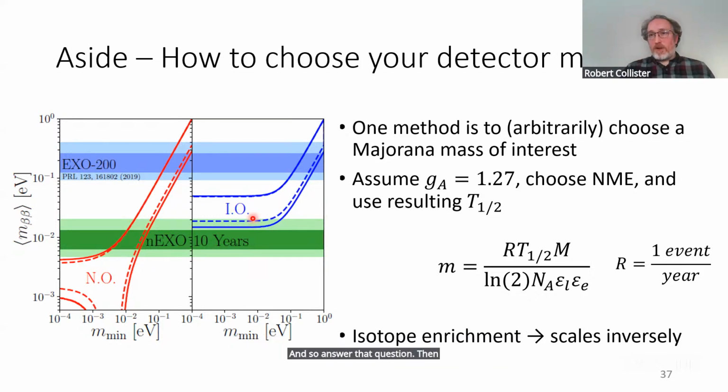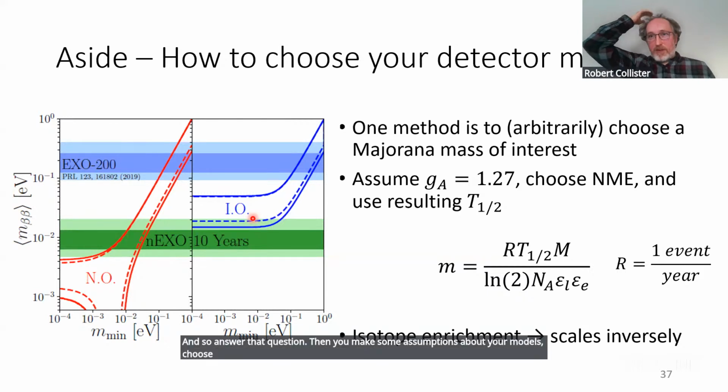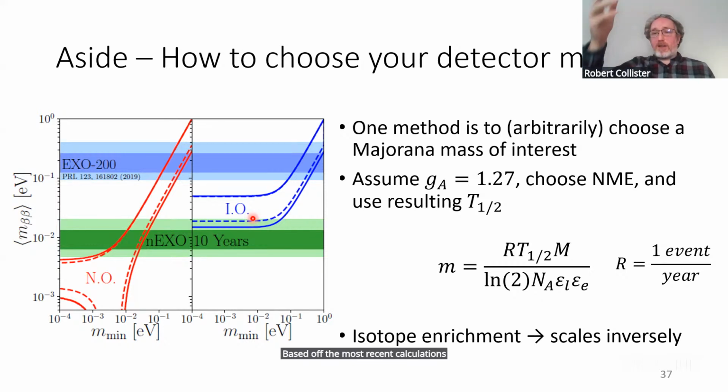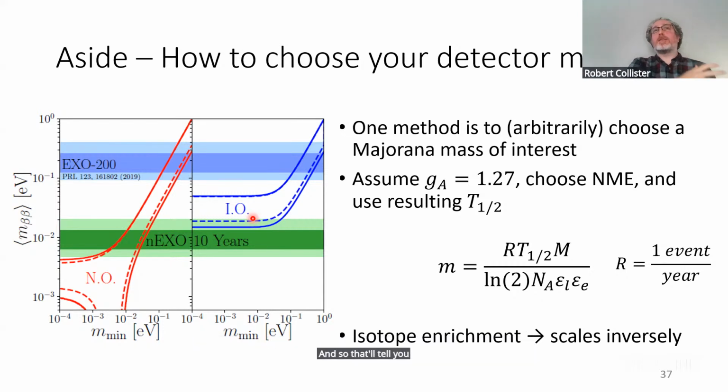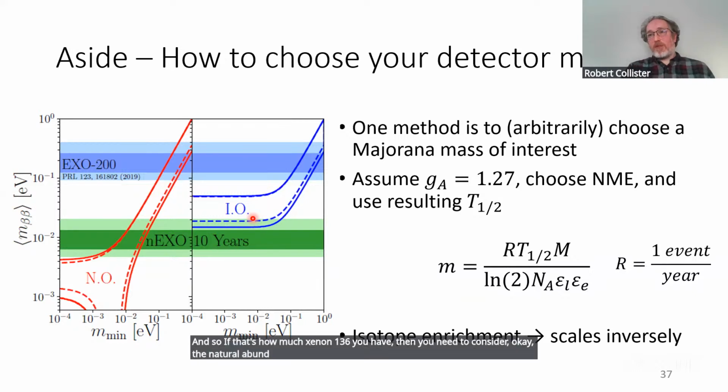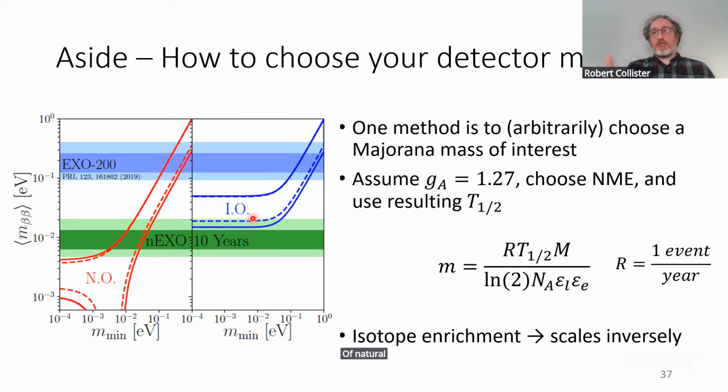Then you make some assumptions about your models, choose your nuclear matrix elements based off the most recent calculations, and put that into the expression for the half-life and go from there. And so that'll tell you what mass of isotope you need. If that's how much xenon-136 you have, then you need to consider that the natural abundance of xenon-136 is something like 10% of natural xenon. So you'll need to enrich that so that instead of having a 50-ton detector, you can have a 5-ton detector.